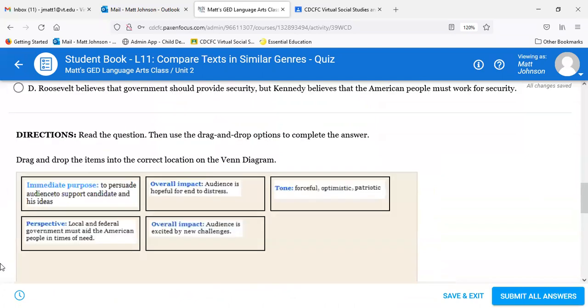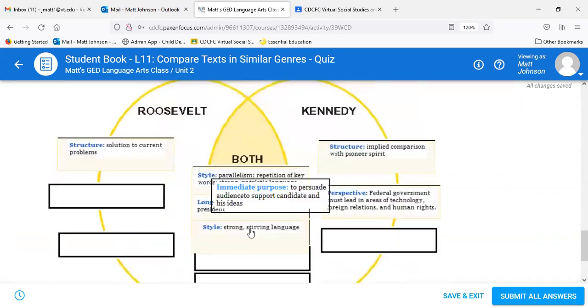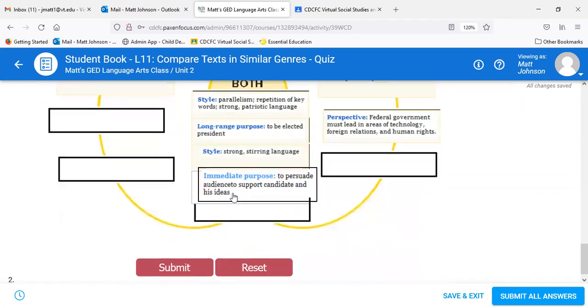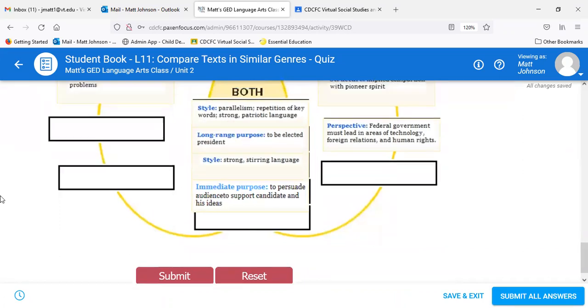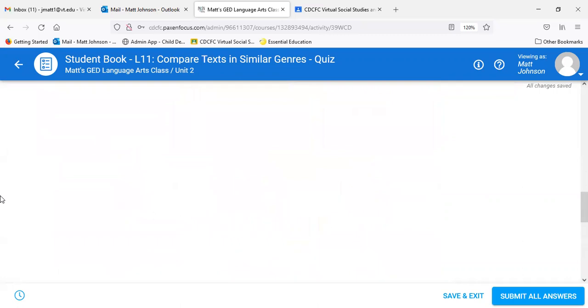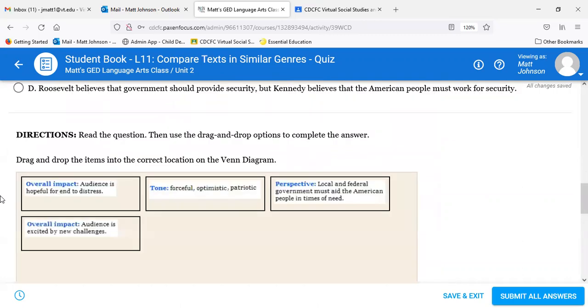Like again, that's the way to go. Persuade the audience to support your candidate and ideas. Roosevelt, Kennedy, or both? Both. Yeah, that's going to be both, right? Persuade the audience to support your ideas. A nomination address, just trying to drum up support there. These are both supposed to be persuasive speeches. So both.